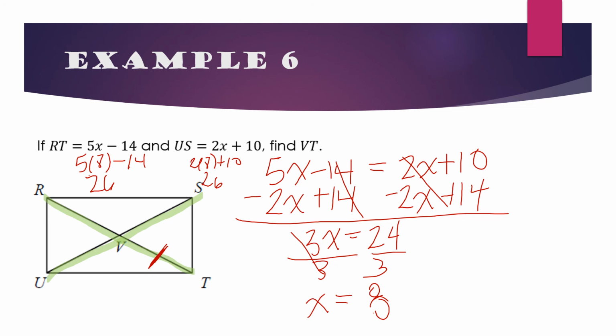VT is half of the diagonal, so if I cut 26 in half, that's going to be 13. So VT equals 13.